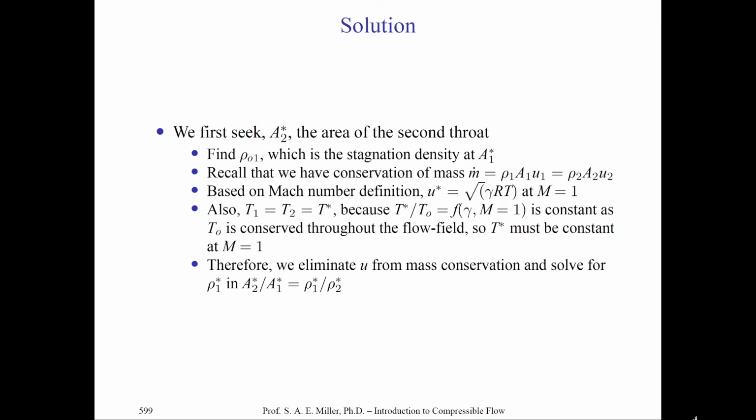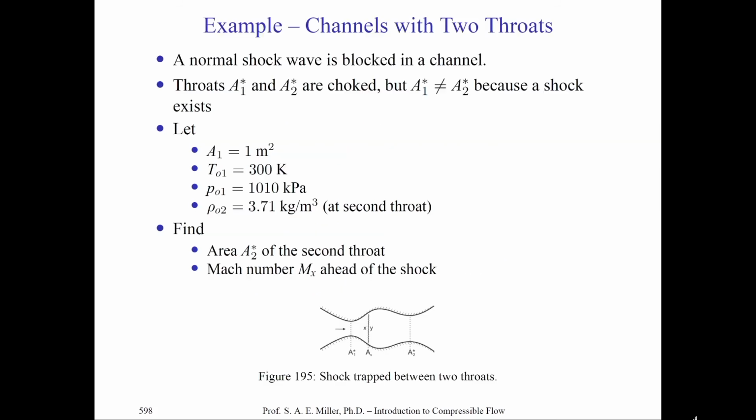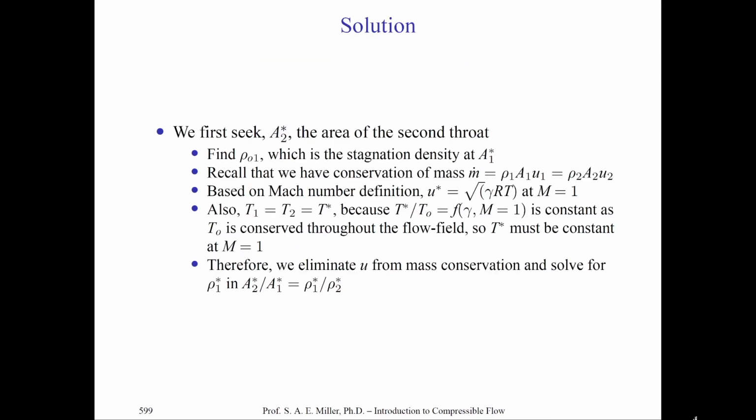We need to first find the stagnation density at 1. That is the stagnation density in the first diverging stream tube, which is, of course, the stagnation density also at A1 star, but it's constant through that area. Now remember, we have a conservation of mass through the whole flow. m dot equals rho 1 A1 U1 equals rho 2 U2 A2.